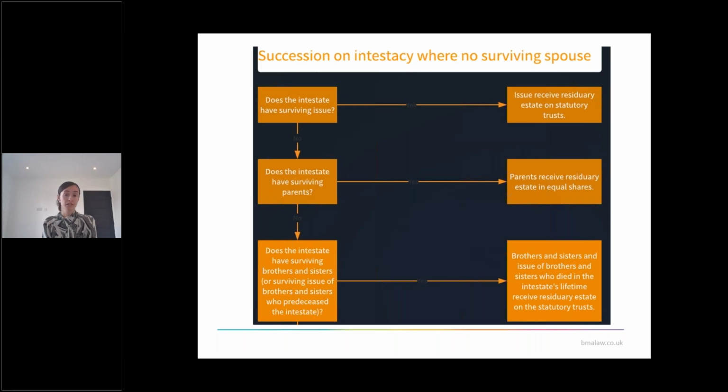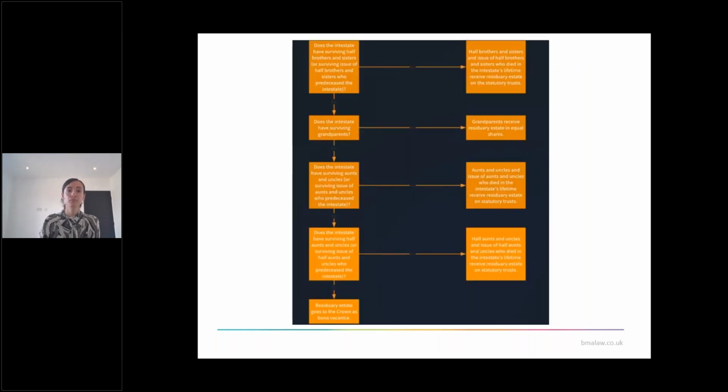We would then consider, if there were no parents still alive, does the intestate have brothers and sisters? And if yes, the brothers and sisters would receive the estate, and if more than one, in equal shares. So just remember, the word intestate simply means the person who has passed away without a will. If they had no brothers or sisters, we'd then be thinking, do they have any half brothers or sisters? And then it would go to them.